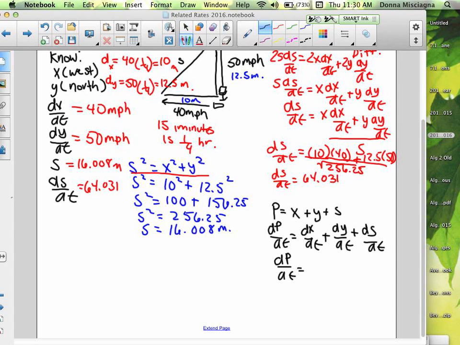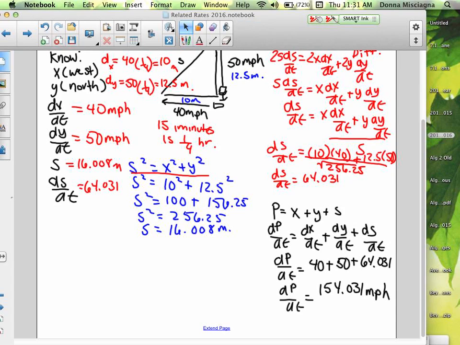All right, so dx dt is 40. dy dt is 50. And ds dt is 64.031. And so the rate of change in the perimeter of that right triangle is going to be 90 plus 64, which is 154.031 miles per hour. Okay? Make sure you use the same units of measurement. Actually, I left off on my ds dt. This was in miles per hour. All of our rates are in miles per hour. So that's the rate that the perimeter of our triangle is changing every hour.